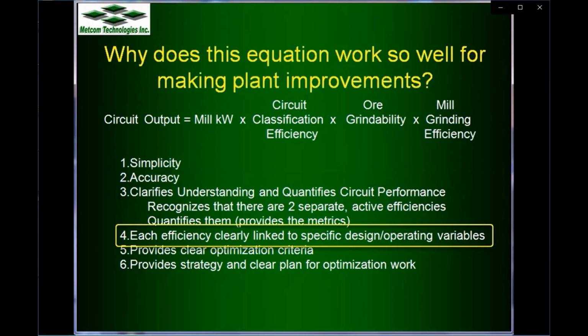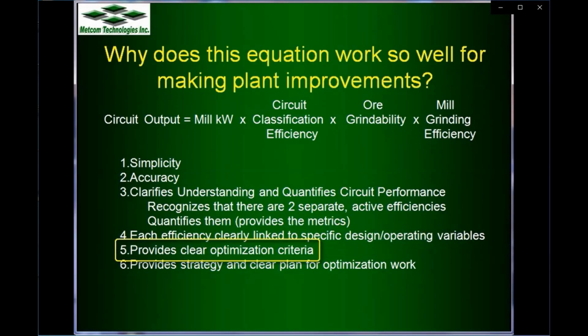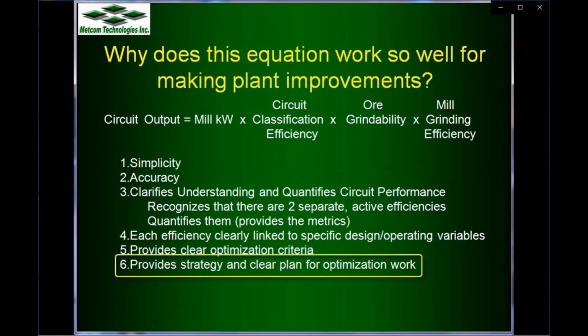Next, each efficiency is clearly linked to specific plant design and operating variables. The circuit classification system efficiency is related to the setup of the pumps and the cyclones. The mill grinding efficiency is related to factors like the ball size and the percent solids in the mill. Next, this equation provides us clear optimization criteria. We want to maximize the circuit classification system efficiency, and we want to maximize the mill grinding efficiency. And finally, it provides a strategy and a clear plan for plant optimization work.